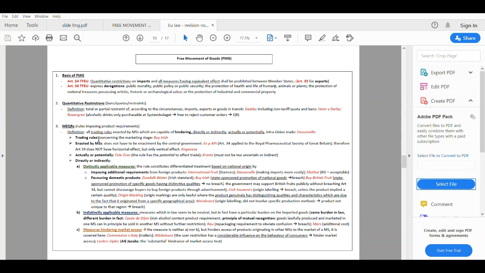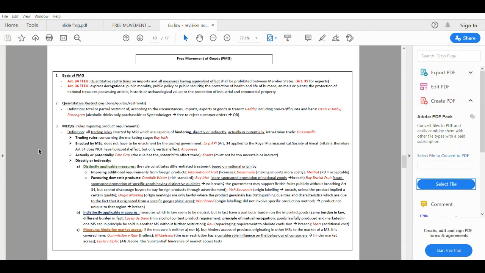Secondly, you should bear in mind that Article 36 applies both to distinctly applicable measures and also to indistinctly applicable measures. So member states have to rely on any of the six grounds provided by Article 36 after ensuring that there was no EU harmonizing measure and after making it clear that the measure falls within the definition of MEQR or QR.